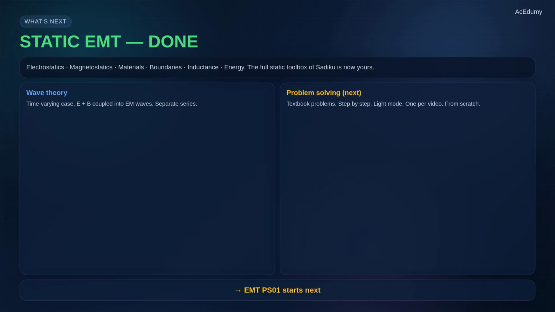The course turns next. Wave theory, the time-varying case where E and B couple into electromagnetic waves, is a separate series. For the next several videos, we switch to problem solving. Textbook exercises, one per video, step by step, everything explained from scratch. The theory is built, now we use it.